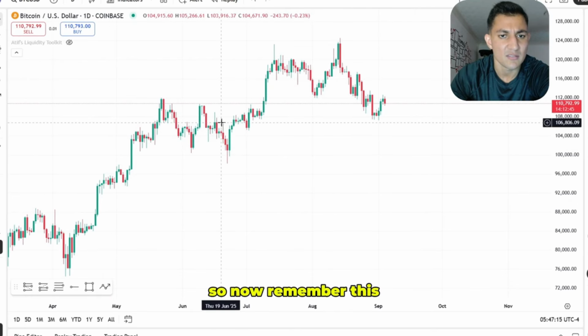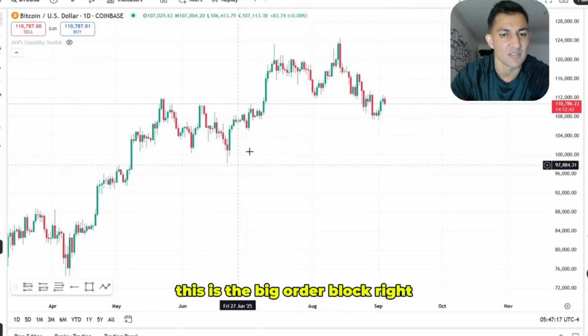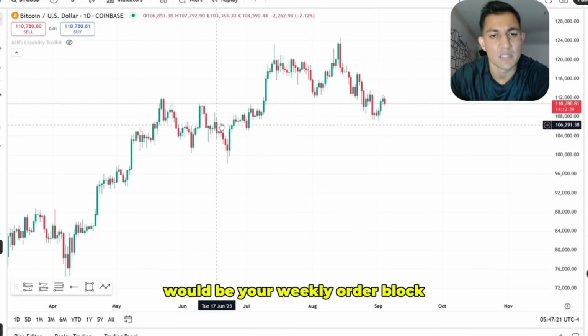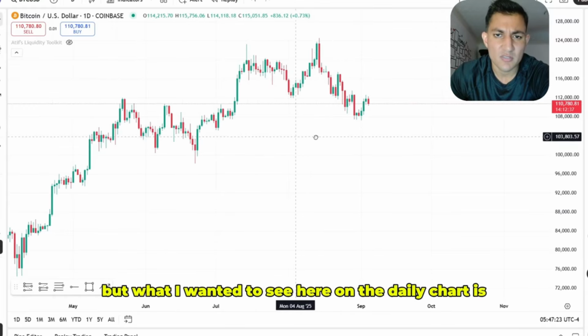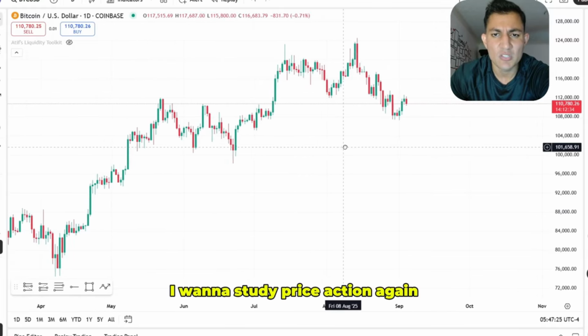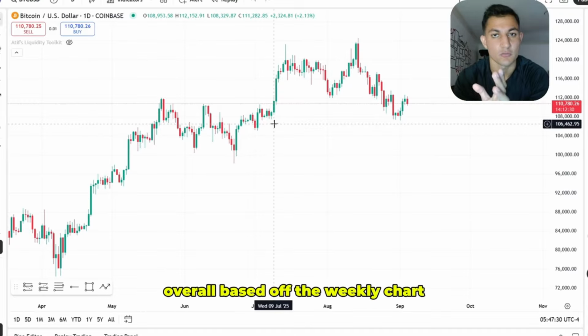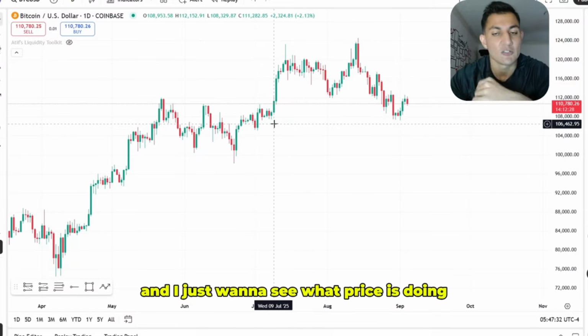So now remember this, you can imagine on the weekly chart, this is the big order block. All of these down close candles merged together would be your weekly order block. But what I want to see here on the daily chart is I want to study price action again. However, I am operating under the assumption that we are bullish overall based off the weekly chart. I just want to see what price is doing.